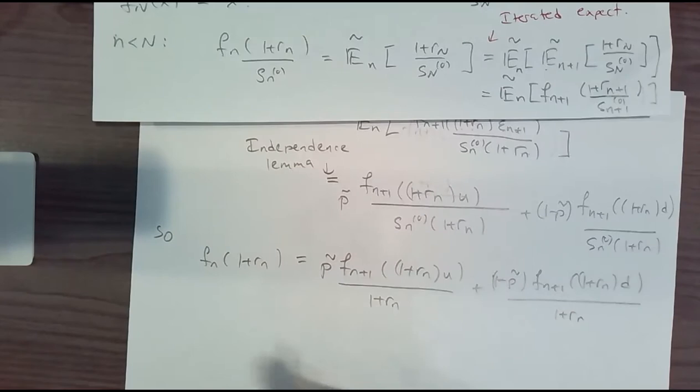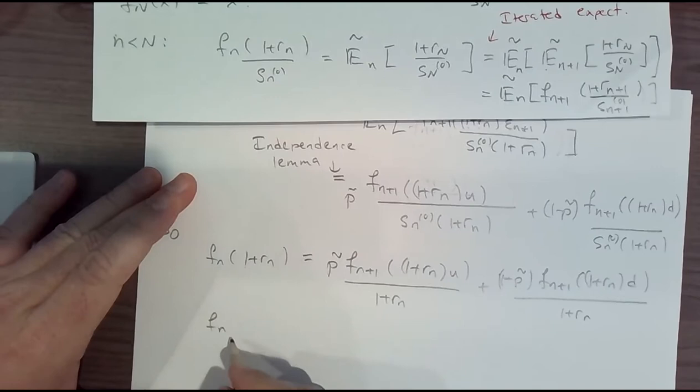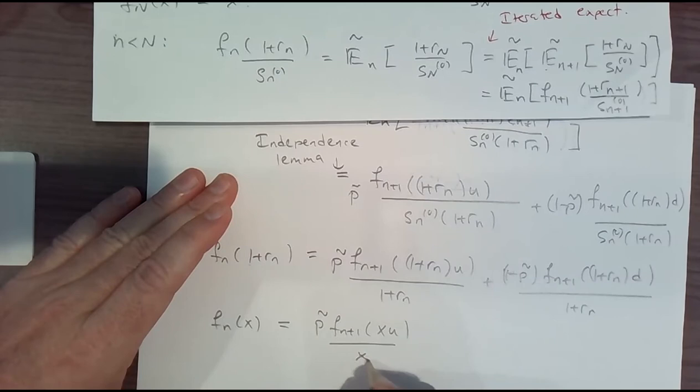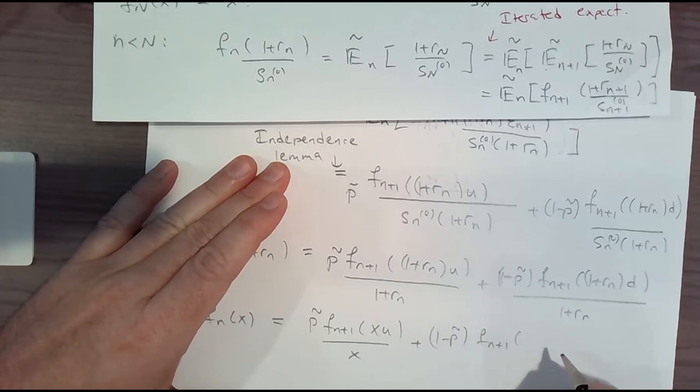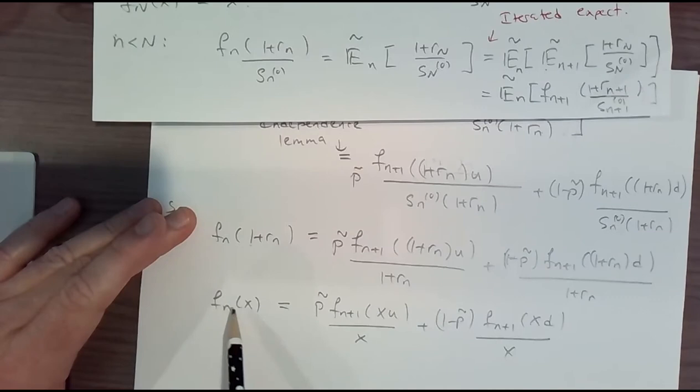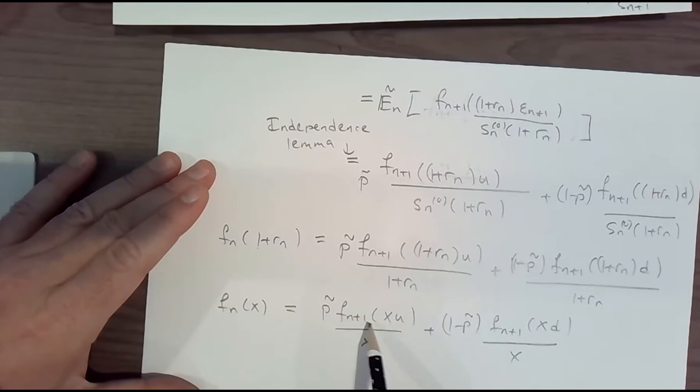So what is my function? I replace 1 + Rn with x. So I'll get here P tilde, Fn+1(xu) divided by x, plus (1 − P tilde) Fn+1(xd) divided by x. Right, so this is my recursion. I have Fn(x), this is the martingale property. If I know what Fn+1 is, I can get Fn using this recursion.